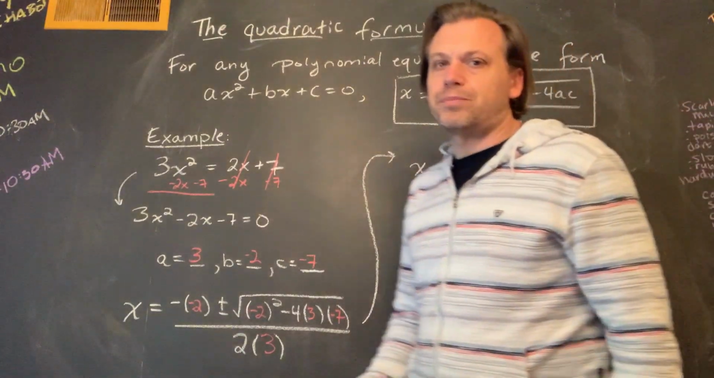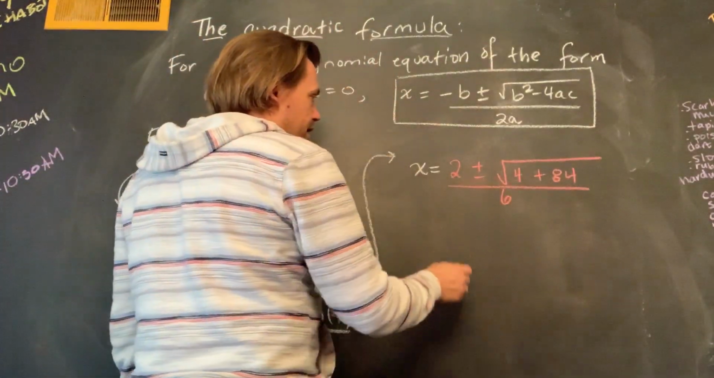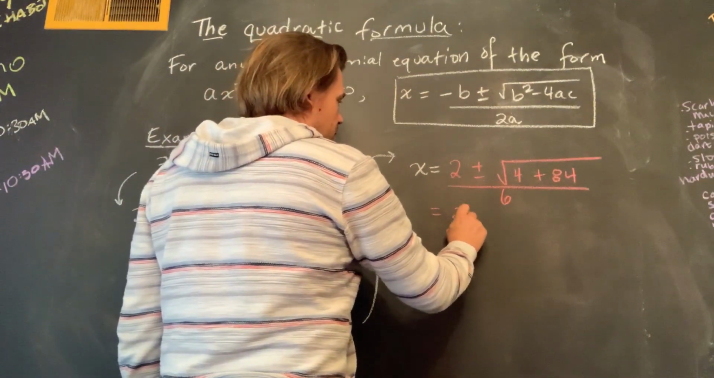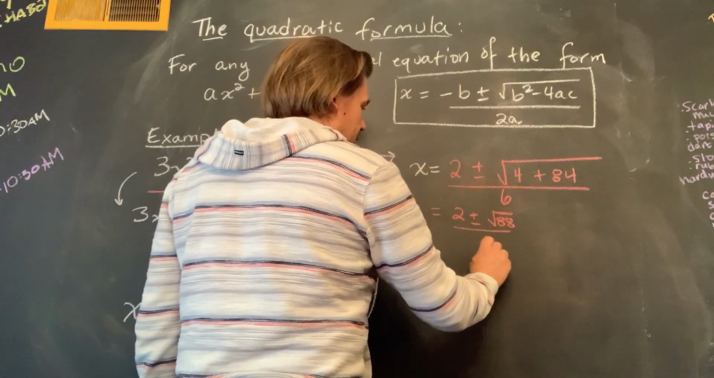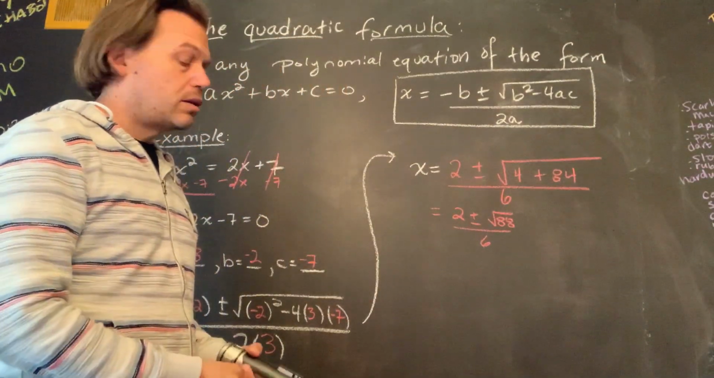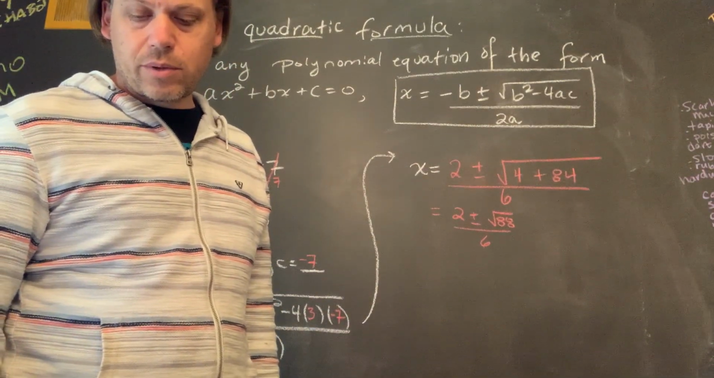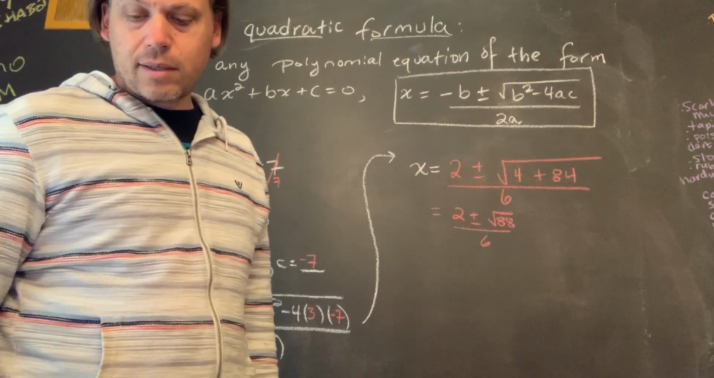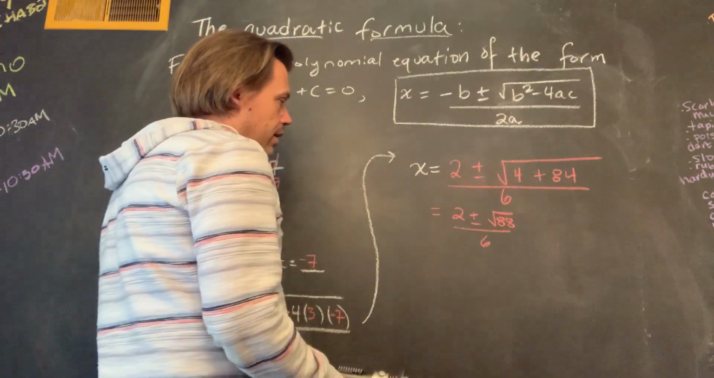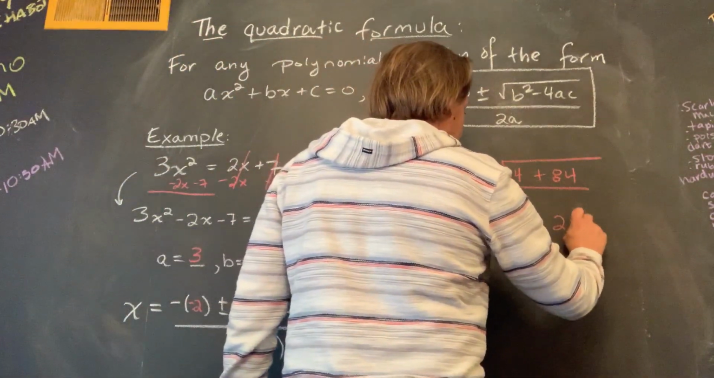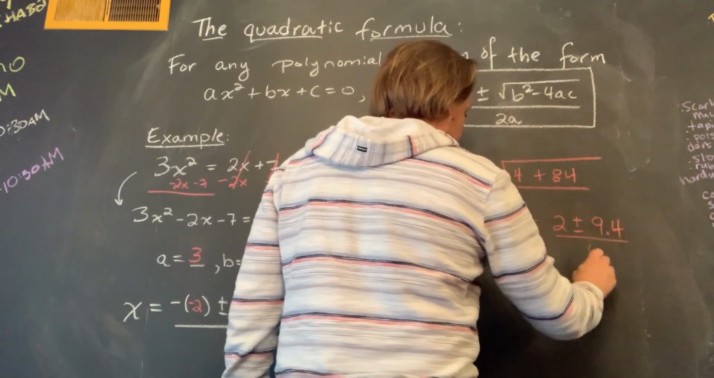Simplify it even more. The square root of 4 plus 84, well, that's 88. So I've got 2 plus or minus the square root of 88 all divided by 6. So we'll figure that out on a calculator. Second square root 88, and I get 9.4 about. So this comes out to be 2 plus 9.4 or 2 minus 9.4, all divided by 6.